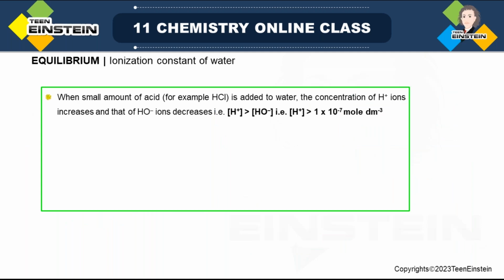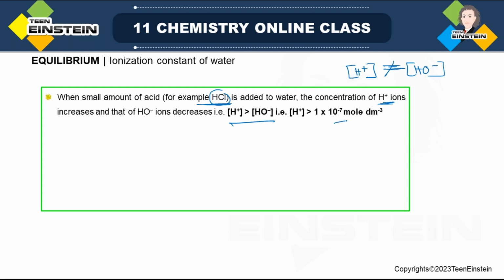Some more information regarding the ionization constant of water. Until now we have seen we are dealing with pure water. We have not mixed any acid or base. But suppose you are mixing some small amount of acid, just take this simple acid HCl. You are adding HCl to water. Now obviously, you cannot write that the concentration of H plus and the concentration of HO minus are the same. Now it is not equal, because you have added extra H plus.